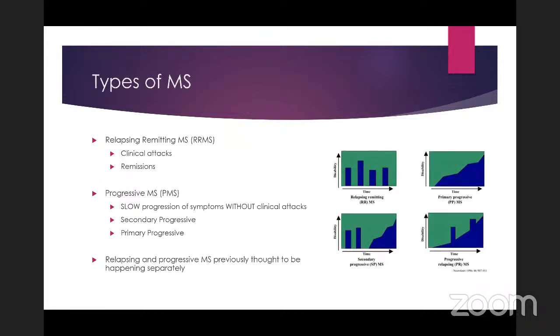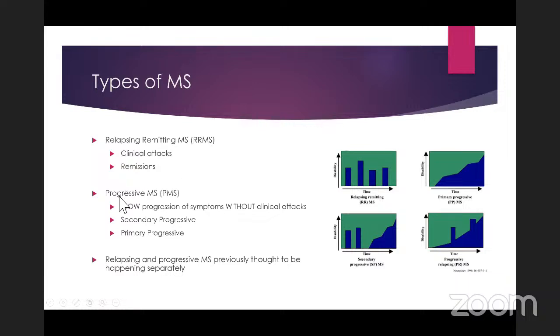Okay, so there are different types of MS. The most common, we kind of talked about this, is relapsing remitting MS. If you look at the graph here on the right, we have disability on the y-axis and time on the x. You can see with relapsing remitting MS, you get these relapses. You'll have symptoms, weakness, sensory changes, and then it gets better, it remits, and so on and so forth over time.